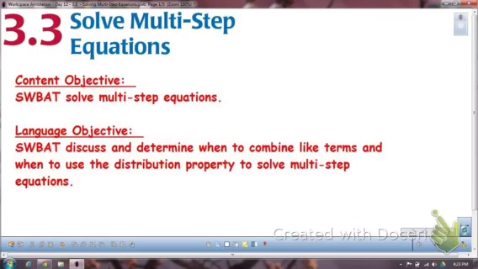All right. Well, as always, let's go ahead and go over the content and language objectives for the day. That'll help us keep focused and give you an idea of what we're going to cover. So, today's lesson is section 3.3 from the book, Solve Multi-Step Equations. Our content objective for the day is that students will be able to solve multi-step equations. The language objective: students will be able to discuss and determine when to combine like terms and when to use the distribution property to solve multiple step equations. Alright, well, let's get right into it.